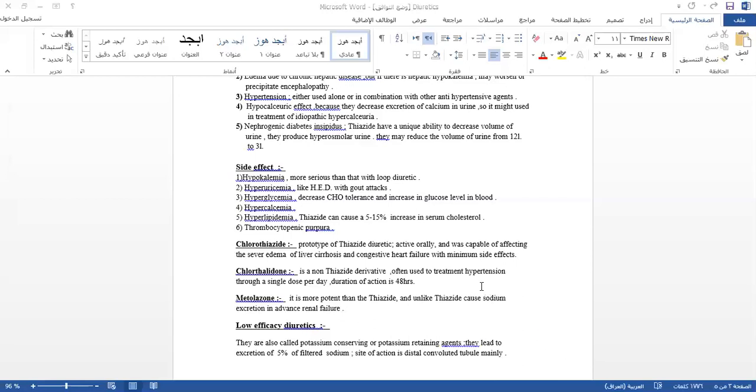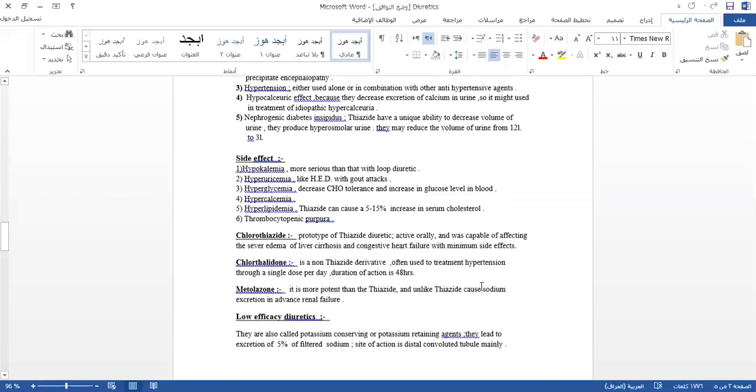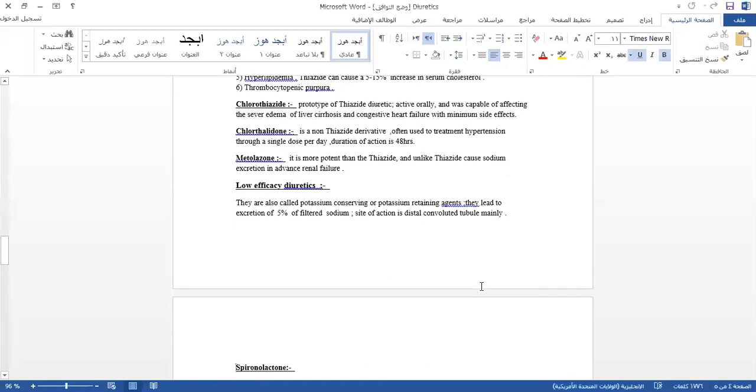So what about the low efficacy diuretics? They are low efficacy because they have the ability to excrete only 5% of filtered sodium in the renal tubule. So they are called low efficacy diuretics. The site of their action is the distal convoluted tubule, with effect on the collecting tubule and collecting ducts. They are called potassium conserving, potassium retaining or potassium sparing diuretics, leading to increased excretion of only 5% of filtered sodium, with the site of action mainly on the distal convoluted tubule.